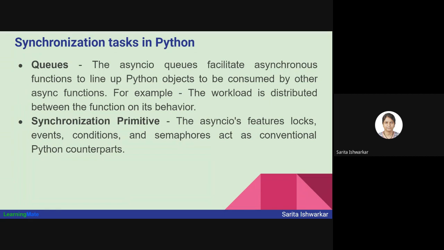Synchronization primitives. The asynchronous IO features locks, events, conditions, and semaphores, which act as counterparts of the conventional Python ones. A point to always keep in mind is that these methods are not thread safe. This isn't an issue for asynchronous tasks running in the same event loop. But we need to use the threading model to share information between threads.